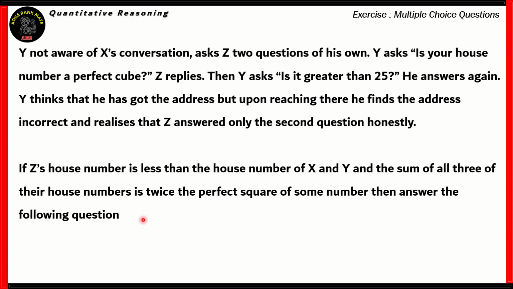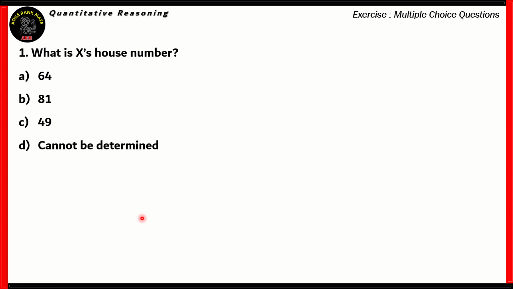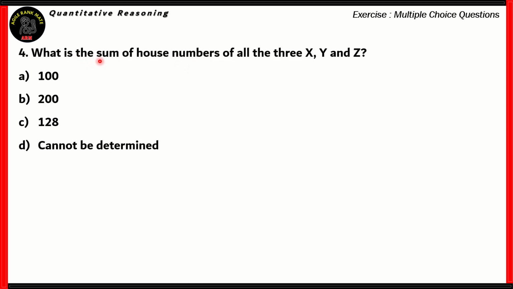So technically we have 4 questions for this particular direction. The first one is to find out X's house number. The second one is to find out Y's house number. The third one is to find out Z's house number. And the last one is to find out the sum of house numbers of all the 3.